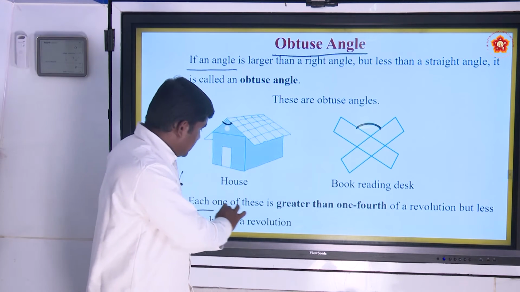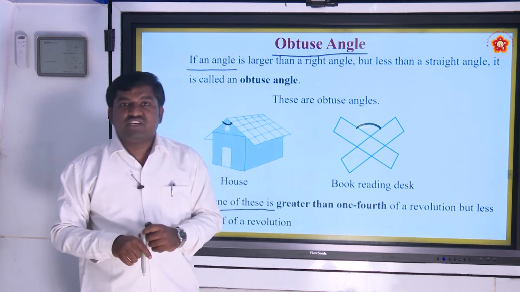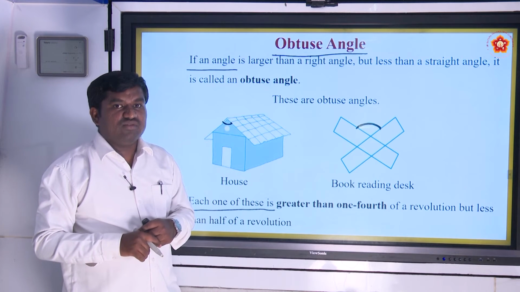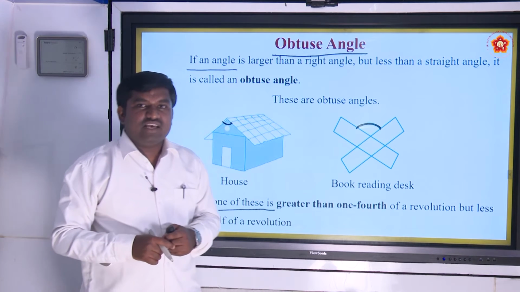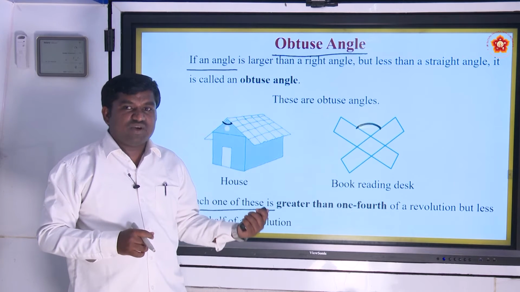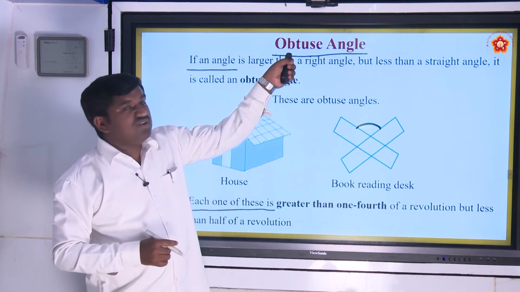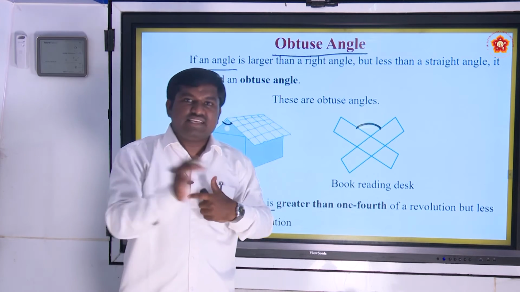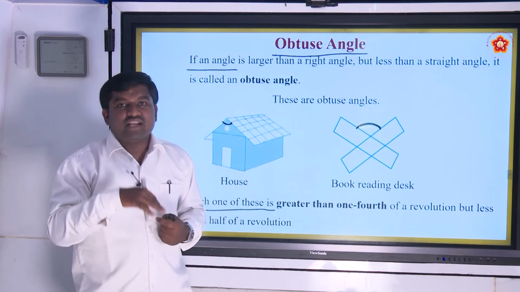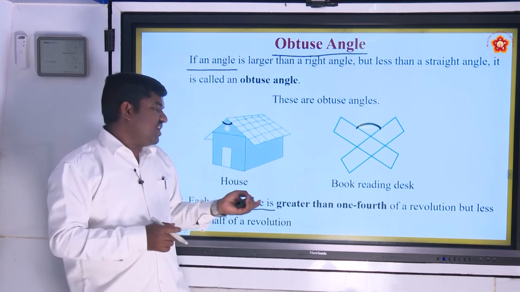Each one of these is greater than 1 by 4th of a revolution and less than half of a revolution. Why? You know that a right angle has 1 by 4th of a revolution but a straight angle has 1 by 2 of a revolution, or half of a revolution. An obtuse angle is greater than a right angle, less than a straight angle. So the revolution should be greater than 1 by 4th of a revolution, less than 1 by 2 of a revolution.